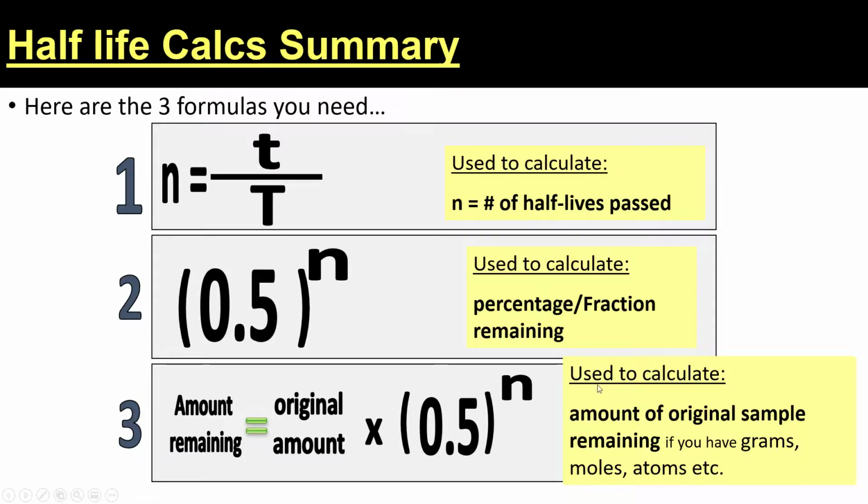And our third formula is a great one. Make sure you take it down. It's used to calculate how much of your original sample remains when you've undergone a certain number of half-lives that may or may not be whole numbers. So you would just plug in the information you're given and solve for the one variable that you are not given.